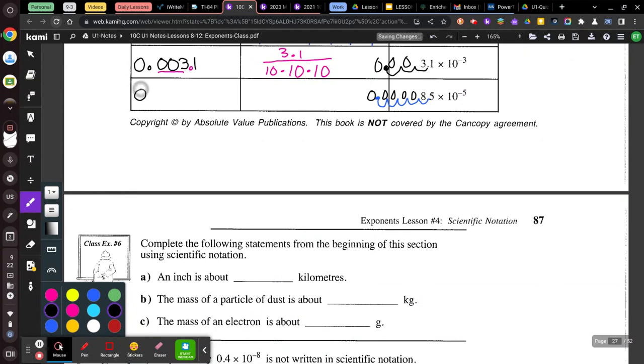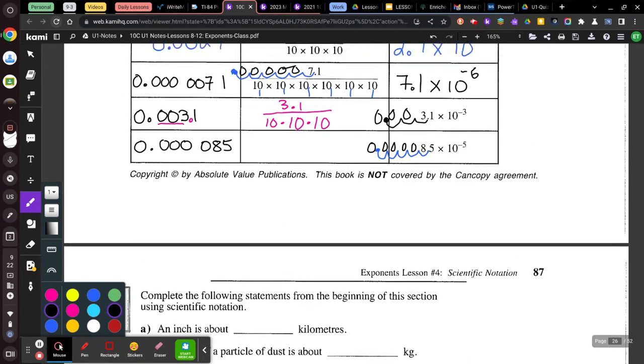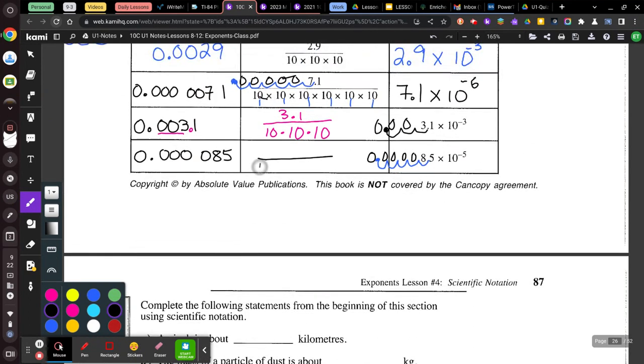So my original number started as, I'm going to have 4 zeros now, and then an 8 and a 5. So now I take a look, how many places did I have to move it? Well, first of all, if it's in scientific notation, that -5 is telling us how many 10s we need on the bottom. So how many 10s do we need on the bottom? 5 of them. Good. So when I draw this, I'm going to have 10 5s on the bottom, and on top, I'm going to have my 8.5.